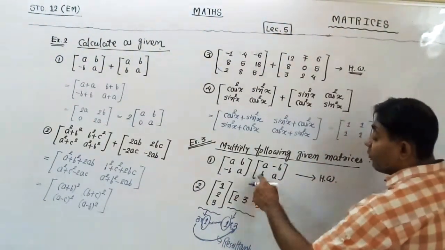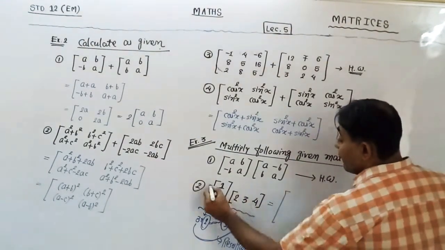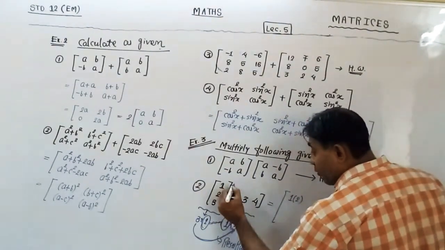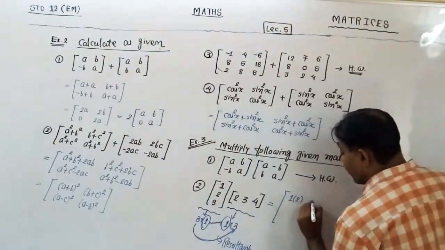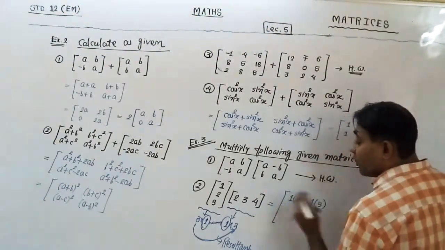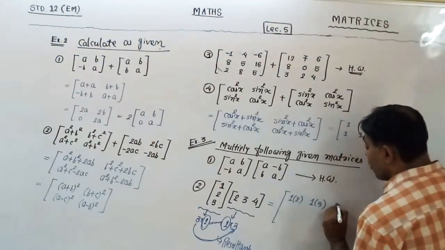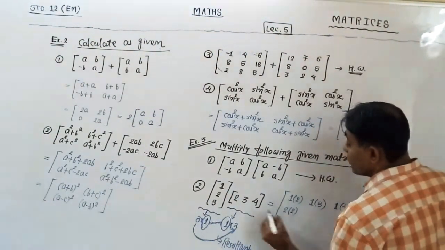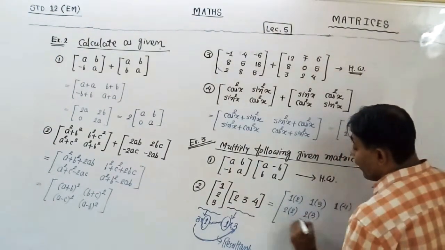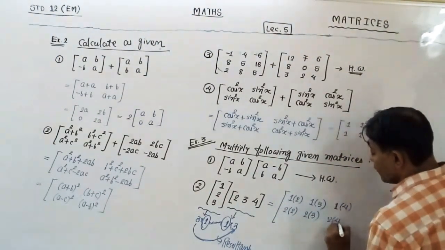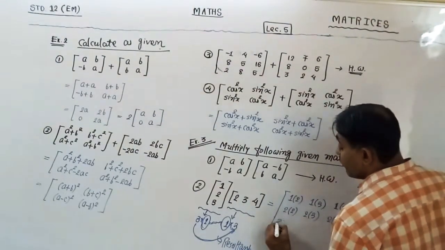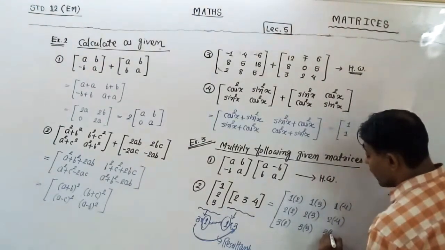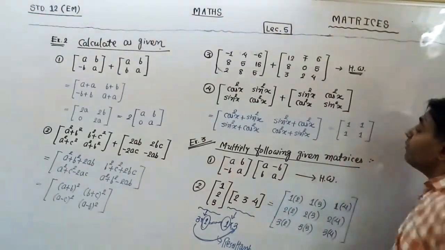So you have to proceed this way. First row, first column. See here, 1 into 2. First row, second column, and first row, third column. Second row, first column, second row, second column, and second row, third column. Then comes third row, first column, third row, second column, and third row, third column. That's done. This is the way to write.